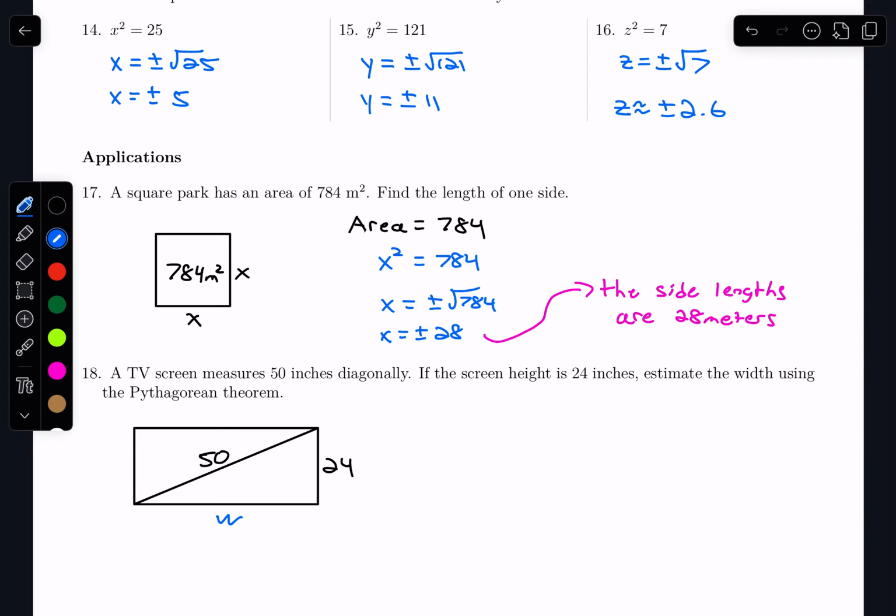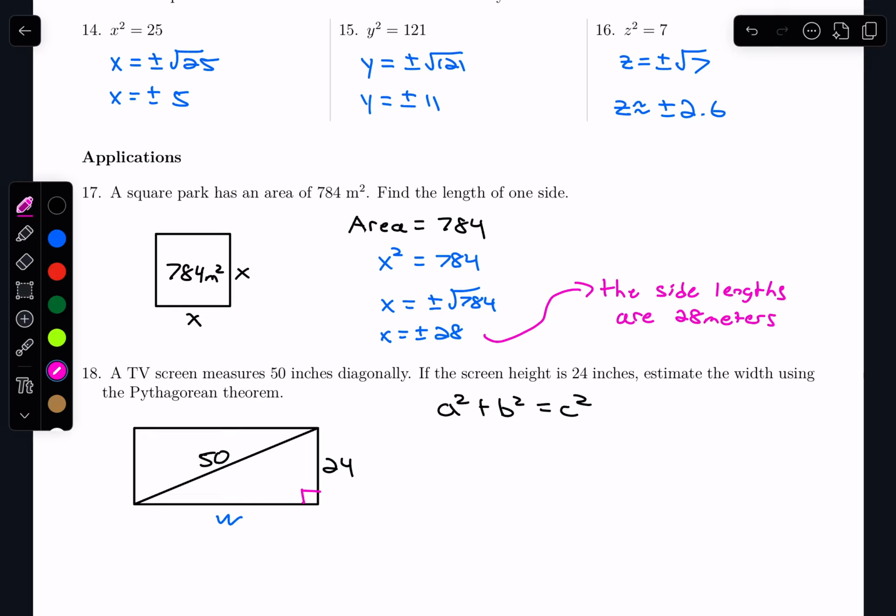So now it tells us to use the Pythagorean theorem to solve. The Pythagorean theorem is a squared plus b squared equals c squared. And this is how you can find the hypotenuse of a right triangle. So notice in my diagram, I have a rectangle, so all the corners are right angles. And when I divide the rectangle in half diagonally, I have a right triangle in that bottom section.